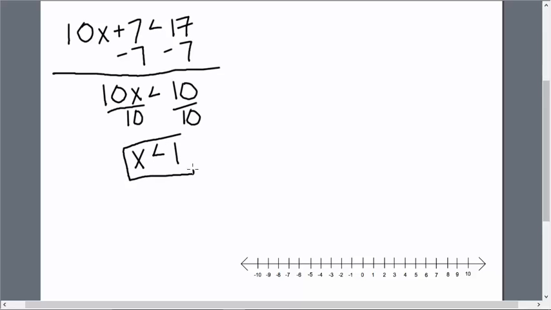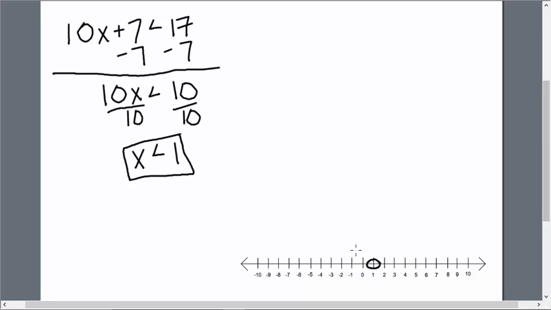And that is solved. But what we need to do is we need to take this and represent it on this graph somehow. So firstly, I need to decide whether there's an open dot or a closed dot. And since my sign does not have the equal to bar, this is an open dot. So I'm going to put an open dot at 1.